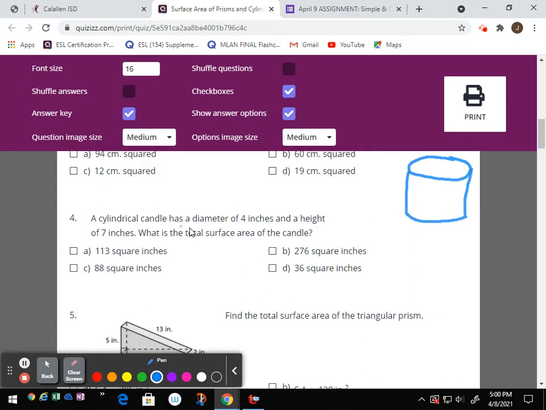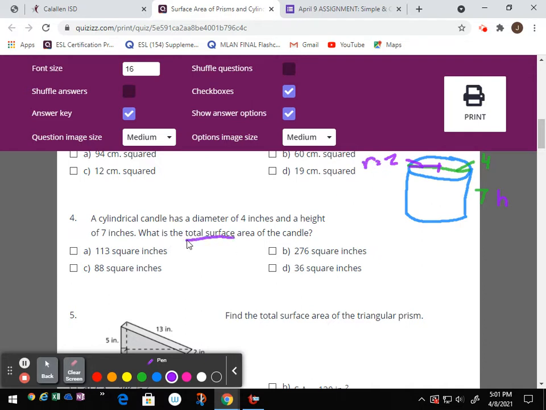Okay, it says the diameter of this candle is 4, so from side to side is 4, okay? And the height is 7. Height is 7, okay? So it already gave us our height. We're going to go ahead and put H next to 7 for our height. Now we need to find the radius just so we know it for the future, okay? So if the diameter side to side is 4, the radius is always half, so half of 4 is 2. So half of this is 2, is your R, okay?